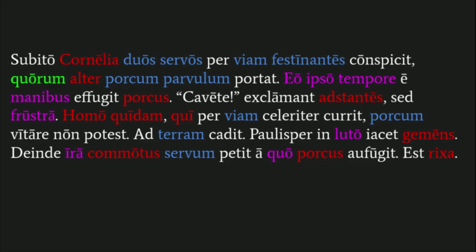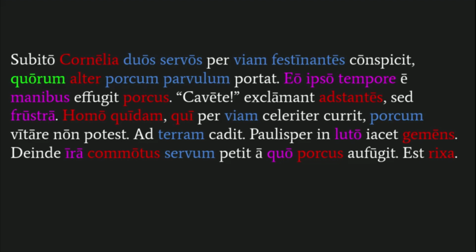Here we have another QU word. It's a relative pronoun. You can tell because it's got the comma in front of it. And again, if you were to go process of elimination, you realize relative pronoun is the only thing that makes sense. It's referring to the two slaves, so it's genitive plural. You're saying "of whom," right? Meaning of the two slaves, alter, one, portat, is carrying a porcum parvulum, a little pig. So of those two slaves hurrying through the streets, one of them's carrying a pig.